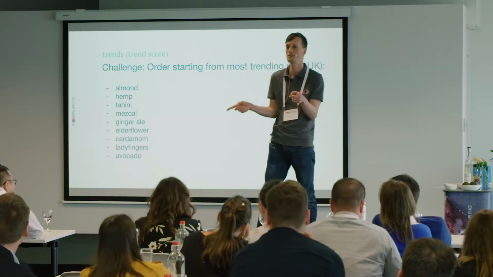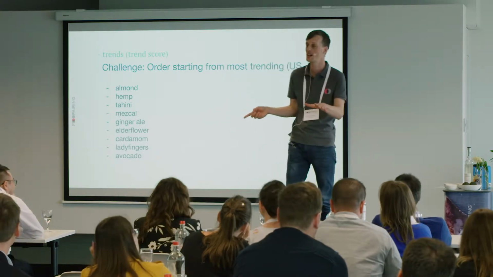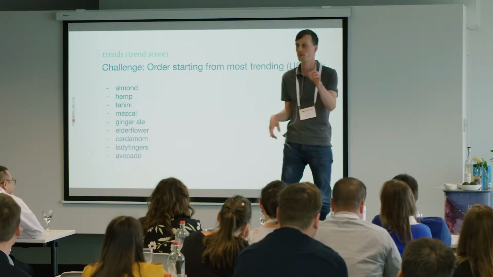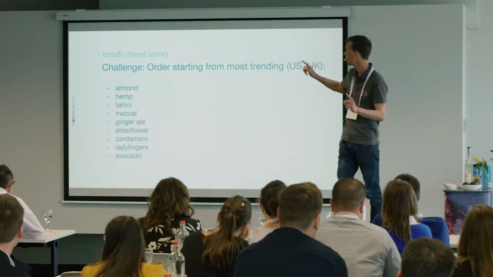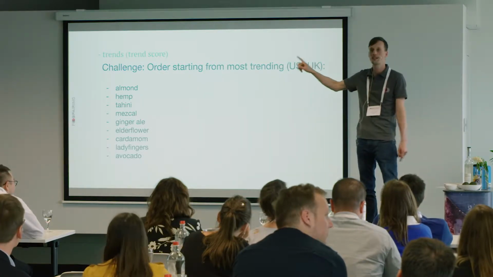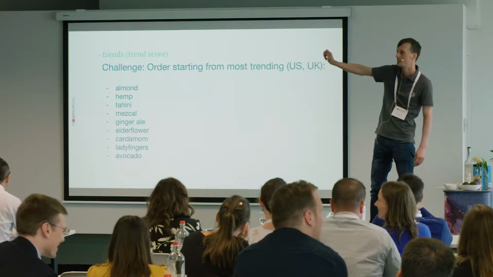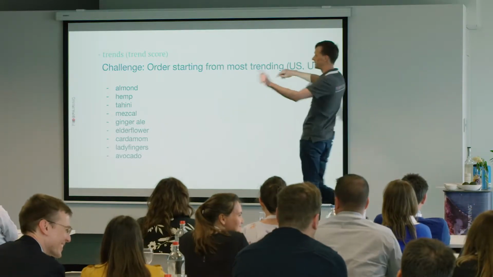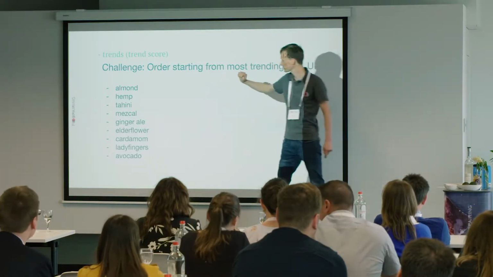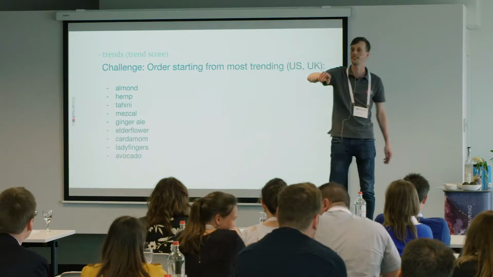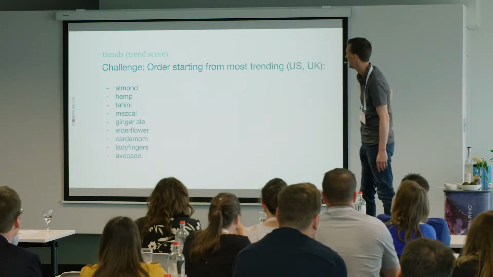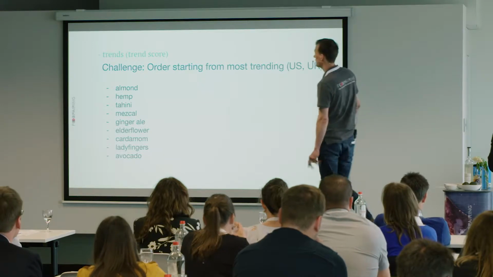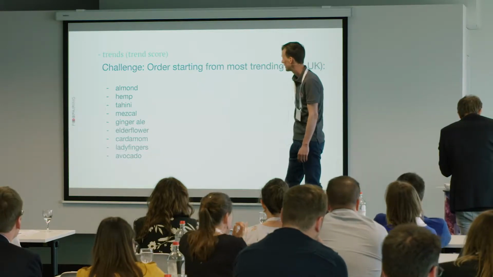Cannabis is high. Avocado is also high. Elderflower. Actually, from all of these, elderflower is the most trending, followed by almond, then cannabis and hemp. Then we go into the avocado.